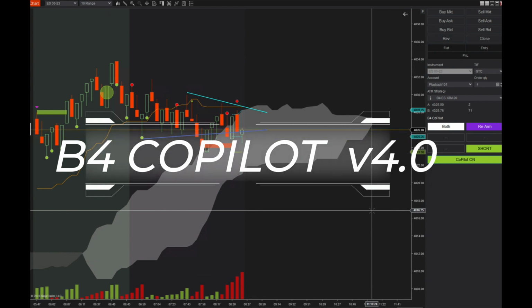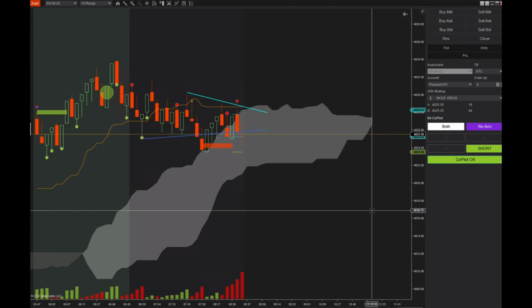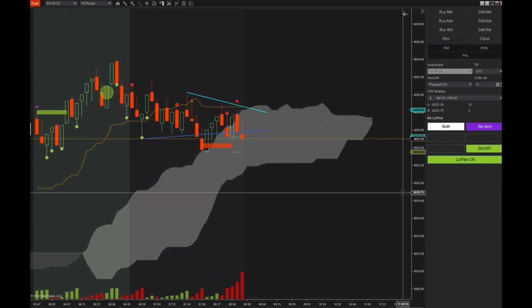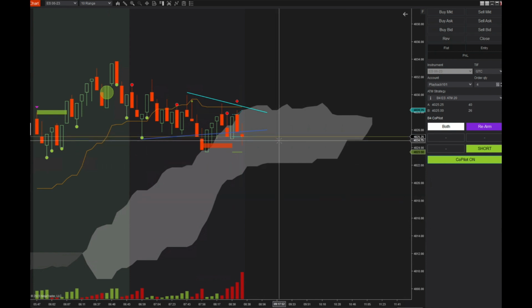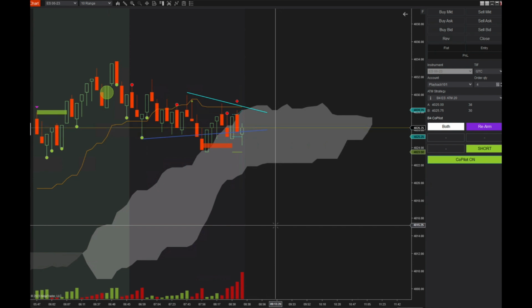If you're a trader, you know how important it is to analyze market depth and understand the buying and selling pressure at different price levels. However, traditional order flow analysis can be complex and time-consuming, requiring you to interpret multiple charts and indicators. That's where B4 CoPilot comes in.